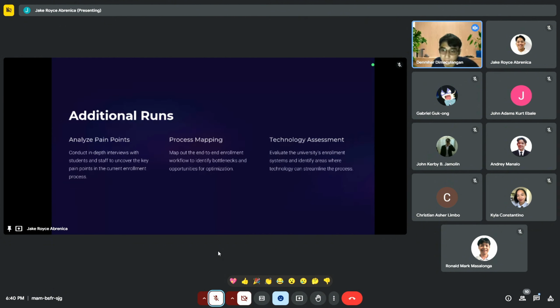Additional runs are essential for refining the enrollment process by addressing key issues. First, we analyze pain points through in-depth interviews with students and staff to identify frustration and barriers. Next, we map out the entire workflow, pinpointing bottlenecks and inefficiencies. And finally, we assess the technology in place, uncovering opportunities to streamline and optimize the system for a smoother enrollment experience. And now let's move on to the next topic, the documentation and reporting by Kerby.